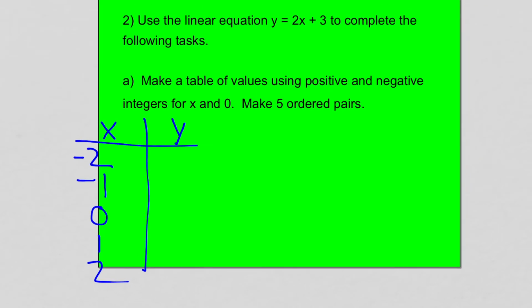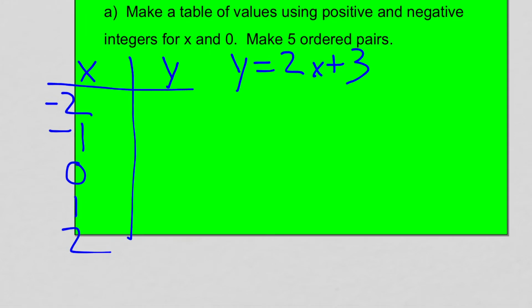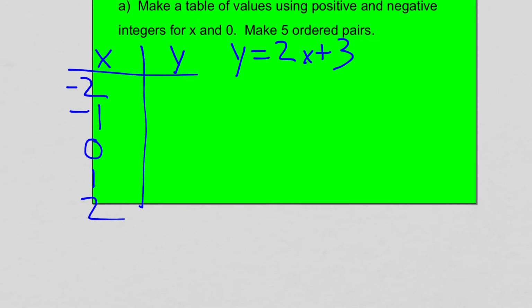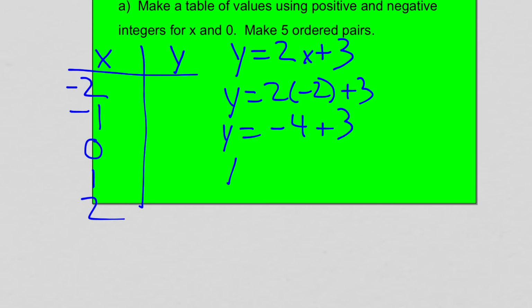Now we have to use the equation y equals 2x plus 3 to make the values for y, so we're going to use substitution. We replace the x with negative 2 first. So y equals 2 times negative 2 plus 3. 2 times negative 2 is negative 4, plus 3, and that's equal to negative 1. So when x is negative 2, y is negative 1.